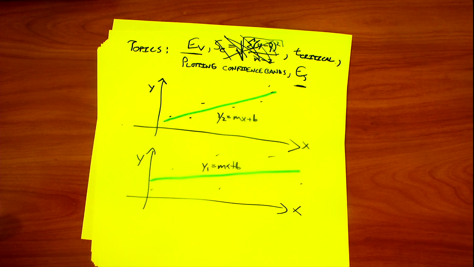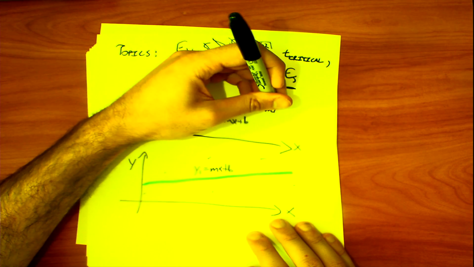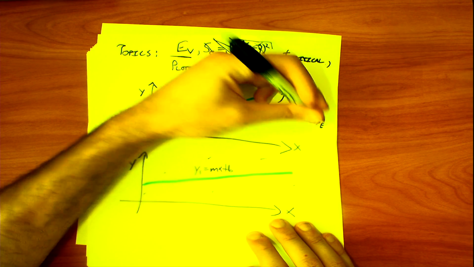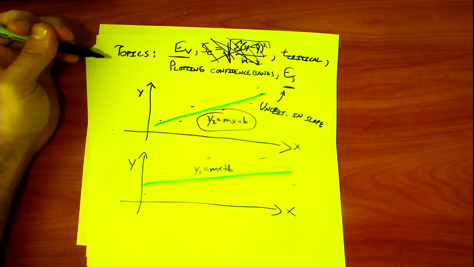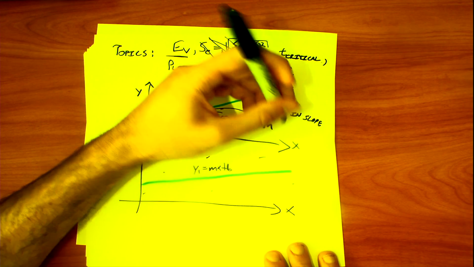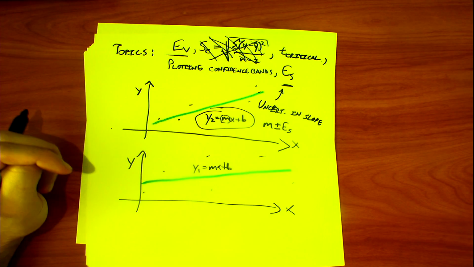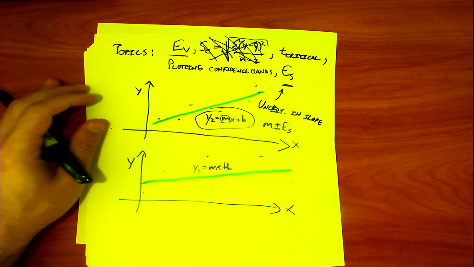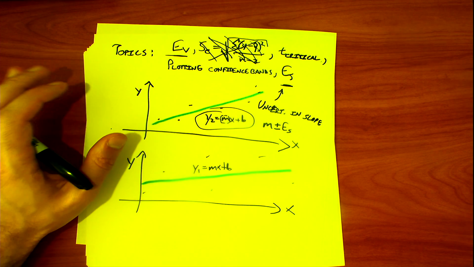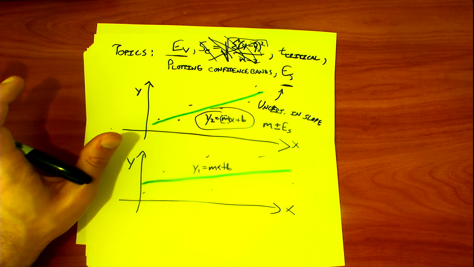So ES is the uncertainty in your slope. That means that I have my expression y equals mx plus b, and this m is going to be whatever I estimated it to be, plus or minus whatever ES is. ES is the uncertainty in the slope. This means that I'm not plotting ES. It's not going to show up on a graph. It's just an uncertainty in the slope.